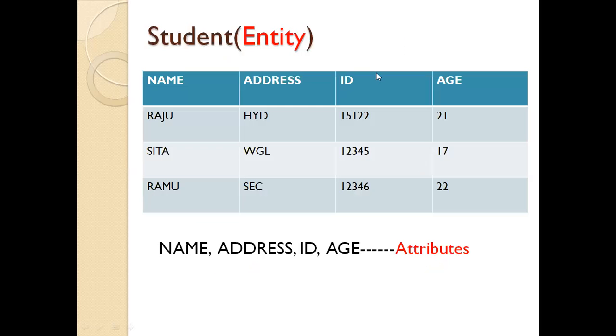Look here, student is the table name, ID, age, address are the attributes. All the attributes are written as column names, and the entity is the table name, and these are the values of these attributes. Okay, Raju, Hyderabad, 15122, 21. All these things are what? Values of attributes.